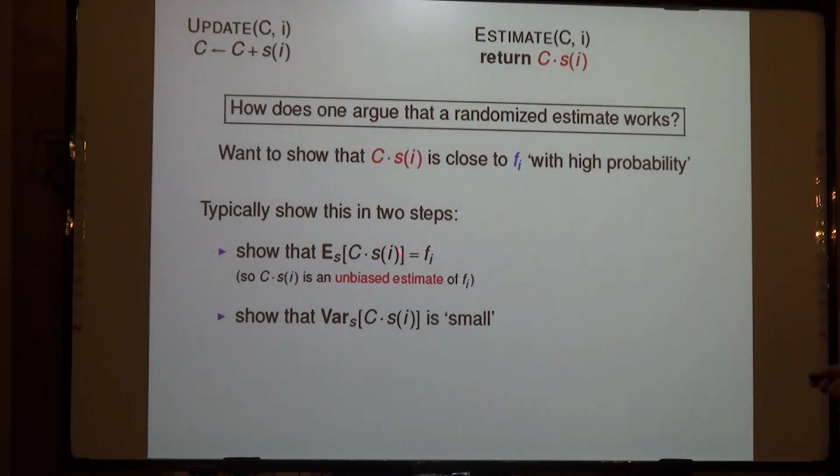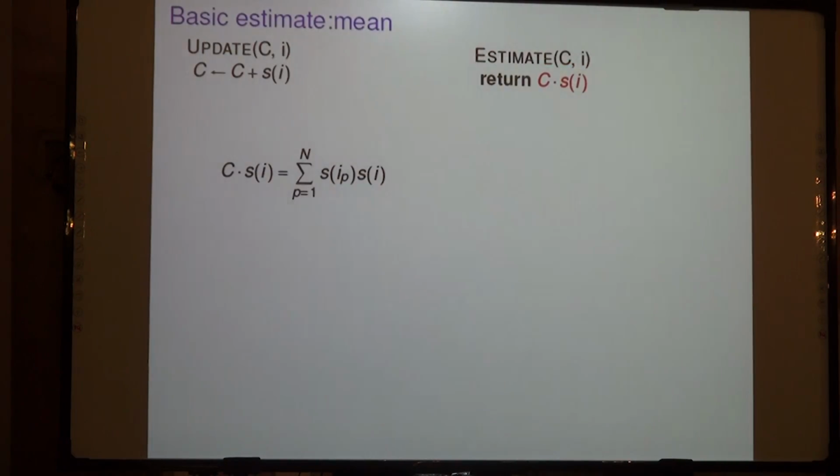To do that, we'll first show that it's an unbiased estimator, so at least in expectation over the random sign function, this is exactly equal to Fi. Then we'll bound the variance, and then we'll have to spend time understanding the variance. Okay, good. So let's do the calculation for the expectation.